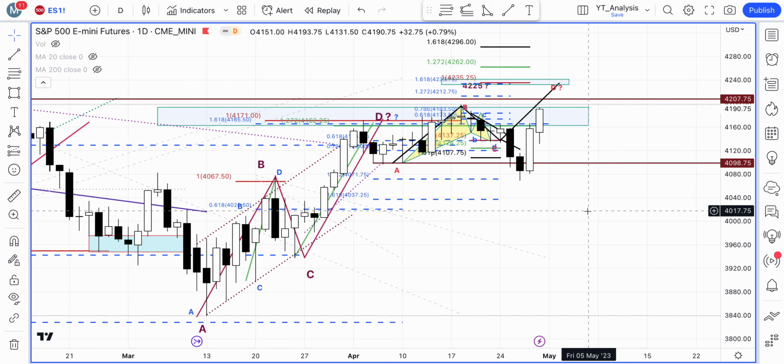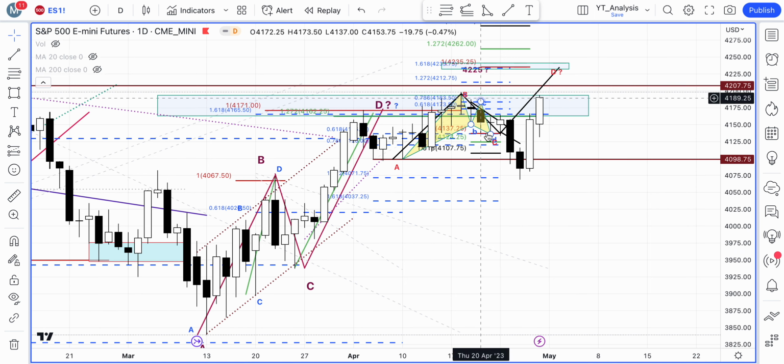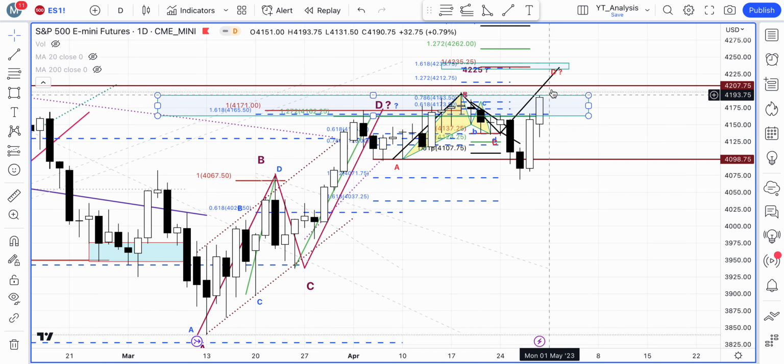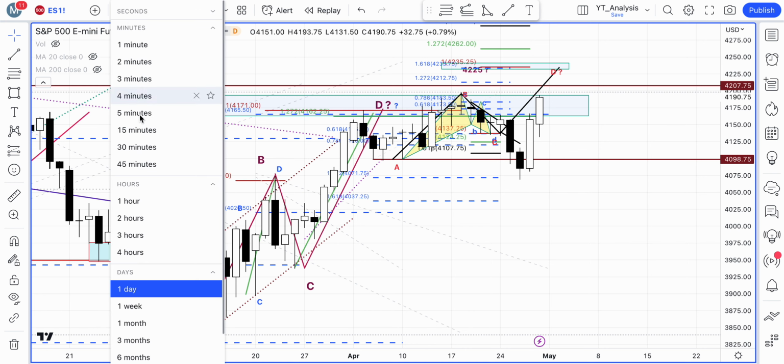Just a recap of what we were looking at last week when we did the weekend analysis. Let me go to a little bit lower time frame. We were watching for this ABCD pattern formation because we were looking for the 4138 level to be possible support, since it was the 61.8% Fibonacci retracement, and based off that we expected a possible ABCD move higher towards the 4225 level. Unfortunately, that did not materialize because the 61.8% Fibonacci retracement was broken down.